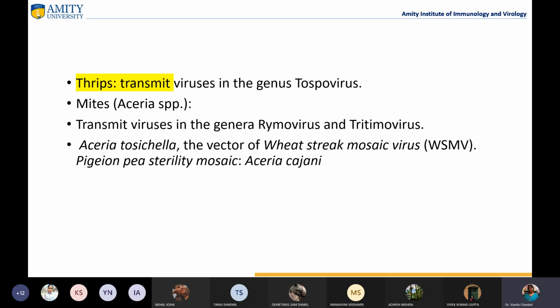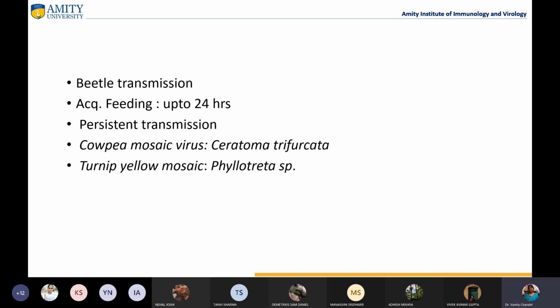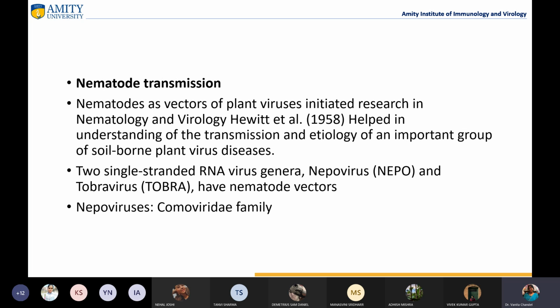Then we have beetle transmission, with acquisition feeding up to 24 hours. That means it needs to feed for at least 24 hours on that plant, and then it will transmit by persistent transmission. Cowpea mosaic virus or turnip yellow mosaic virus are examples.